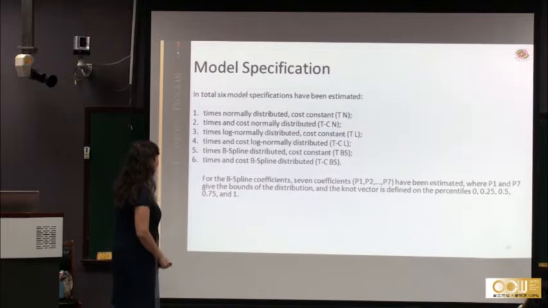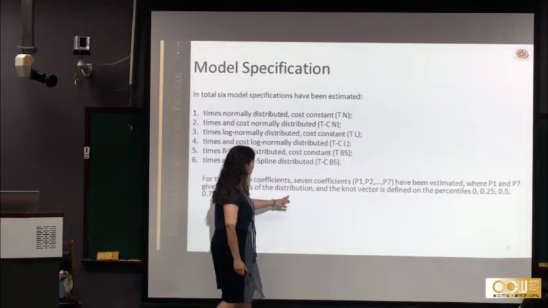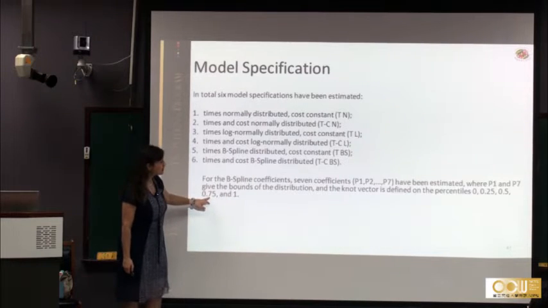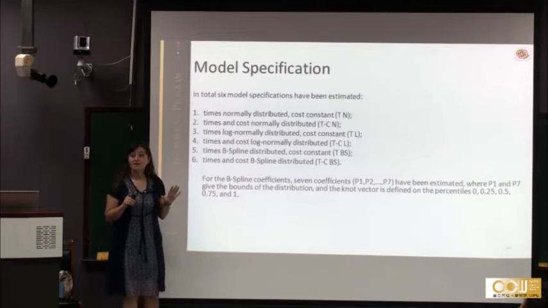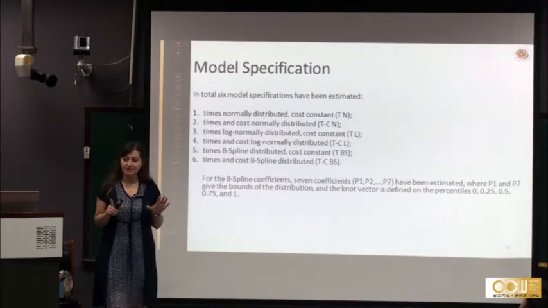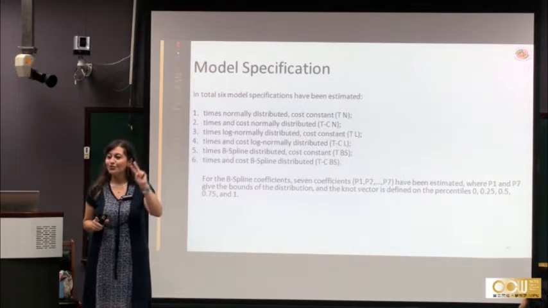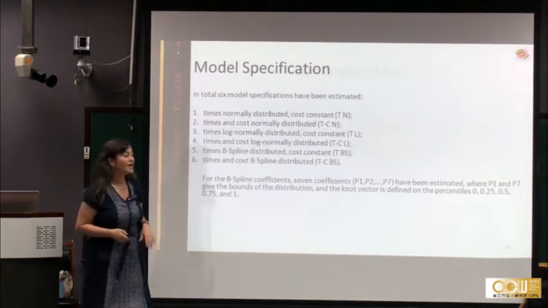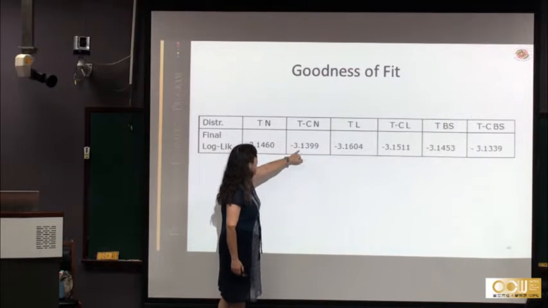So we had 7 coefficients estimated, so I was right. In order to have these 5 percentiles, you need to estimate 7 coefficients for each of the random parameters. So it means that from 2 coefficients, you go to 7. This is the time normal, time and cost normal. So you see that there is an improvement.